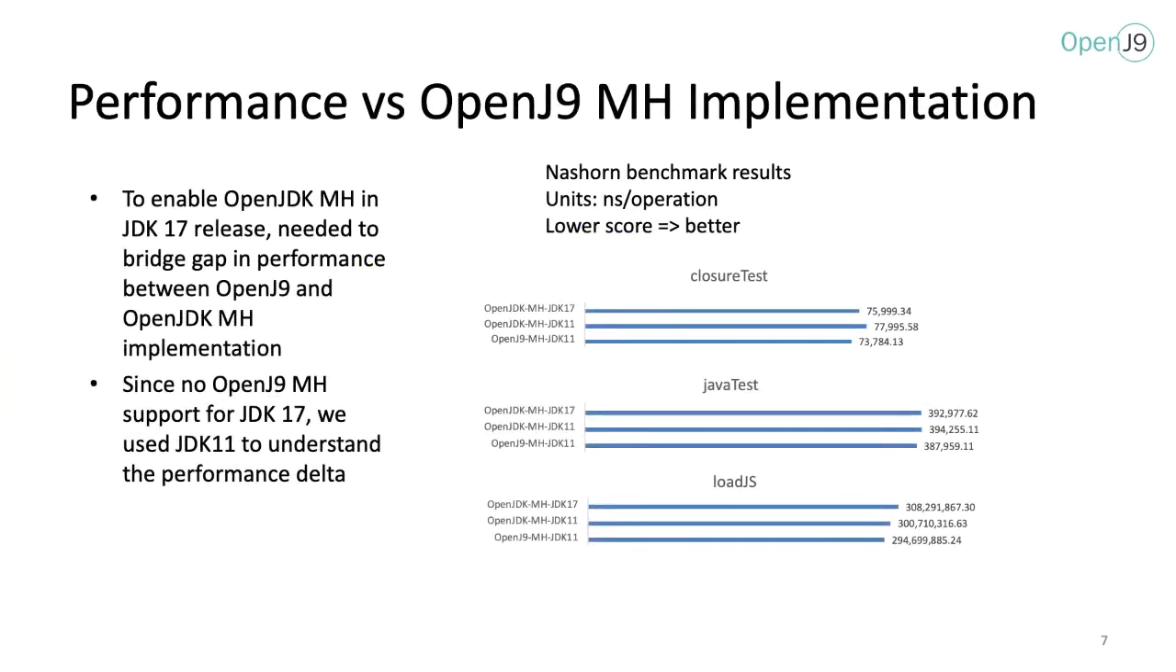Thanks, Babneet. To enable OpenJDK method handle in the Java 17 release, we needed to bridge the gap in performance between the OpenJ9 method handle implementation and the new OpenJDK method handle implementation in OpenJ9. However, in Java 17 and up, we do not have support for the OpenJ9 method handle implementation. So to get an idea of how we performed versus the existing implementation, we used Java 11 to compare.